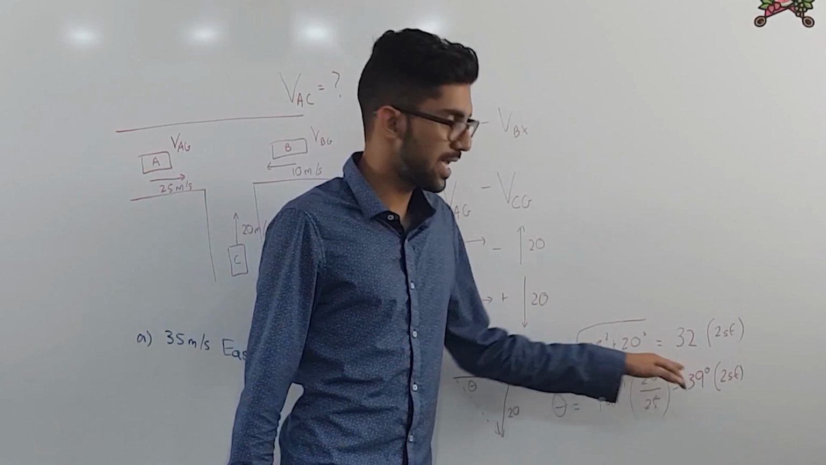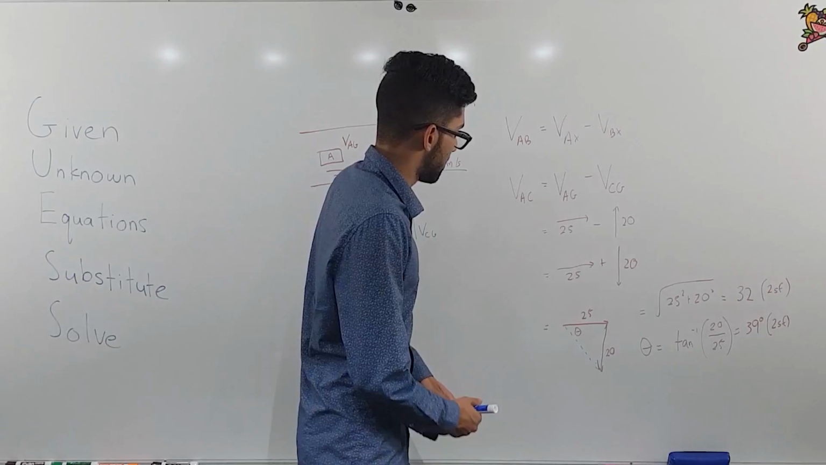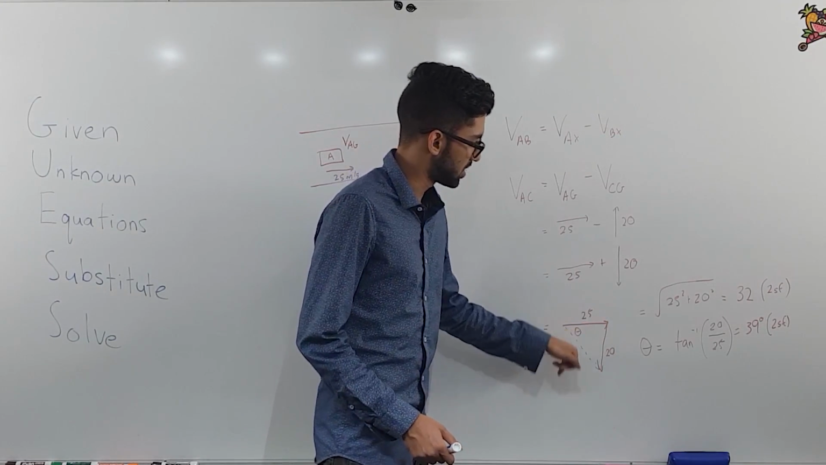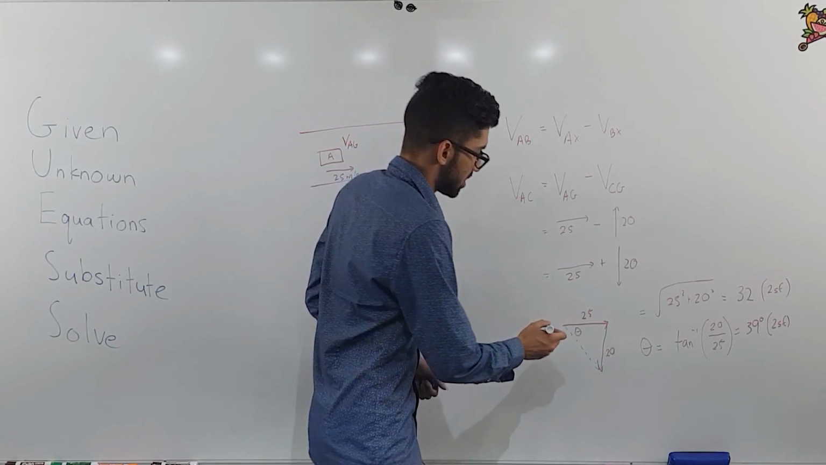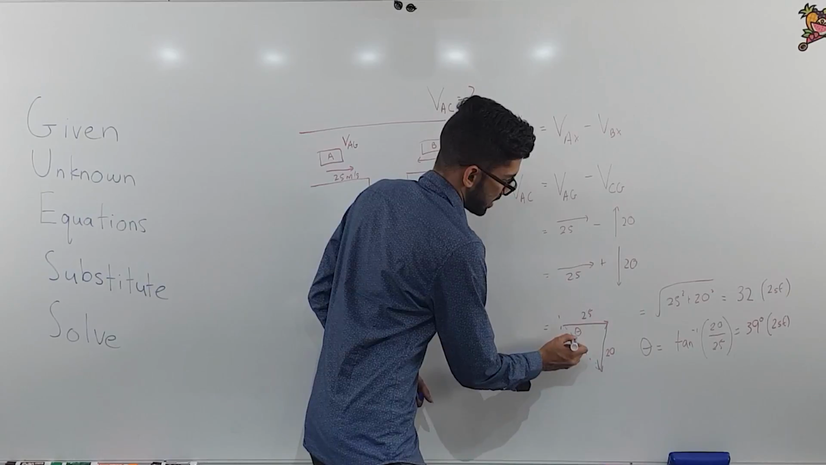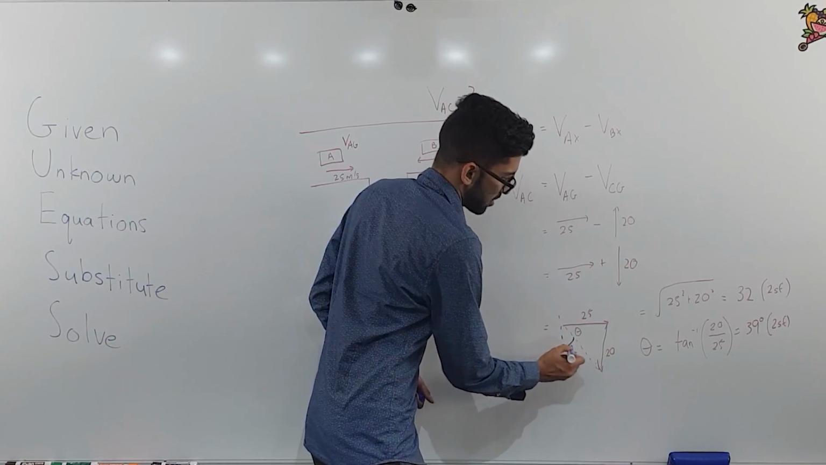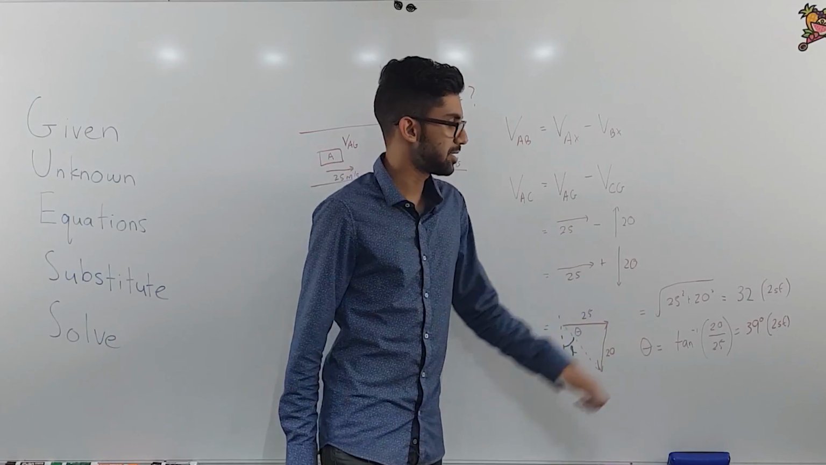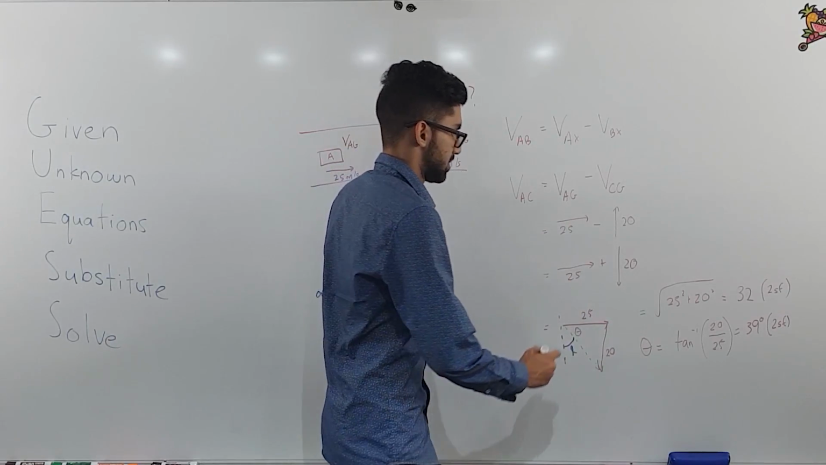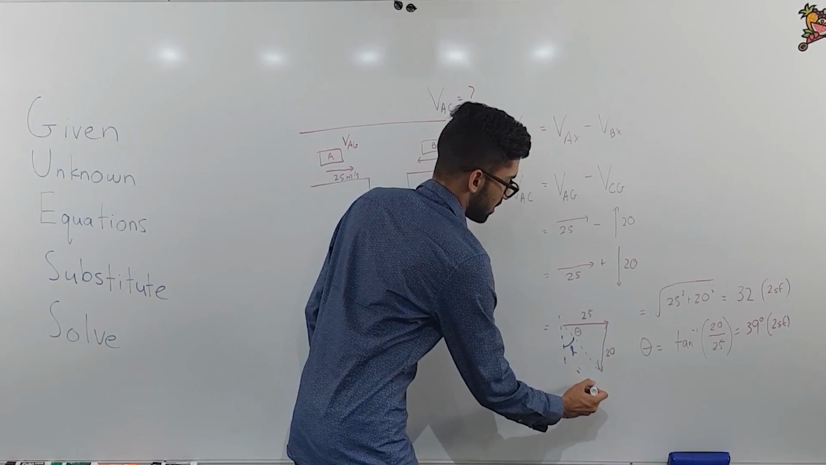So now we want to convert this angle into a compass bearing. So remember, this is east, this is south. Our compass bearing has to start with a north or a south. So the angle that we actually want is this angle. This is the angle that we want. So this angle is going to be 90 minus theta, which gives us 51 degrees.